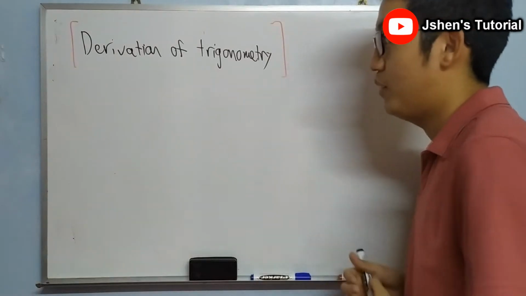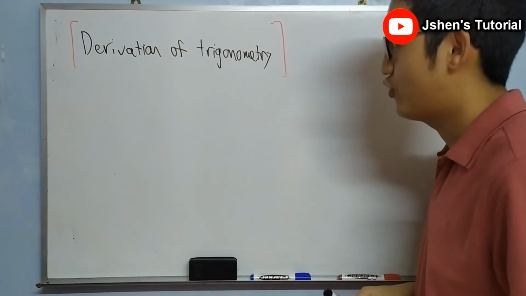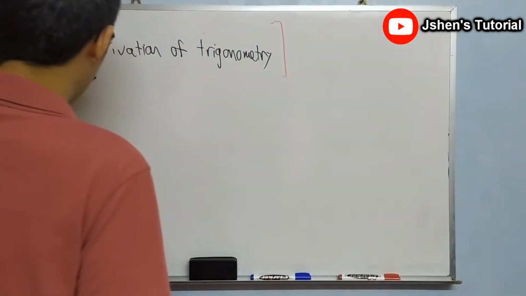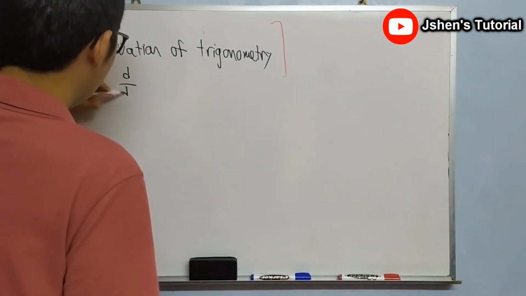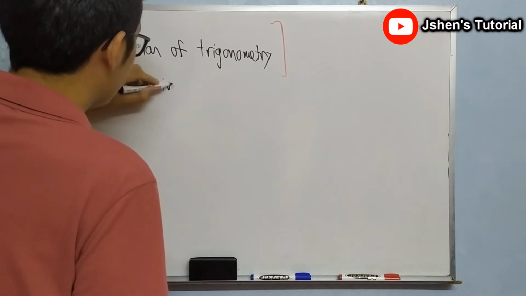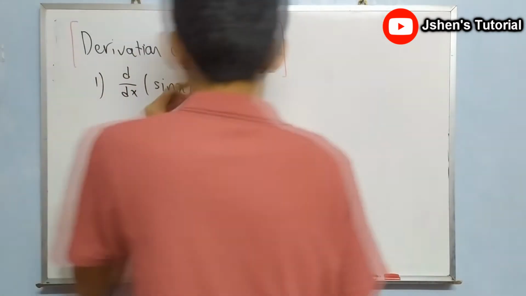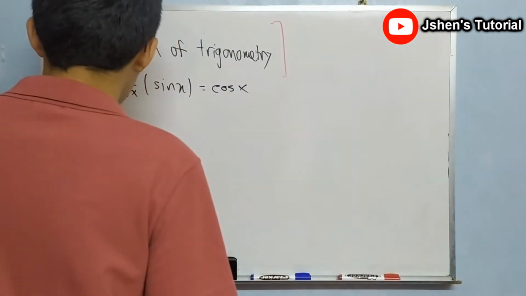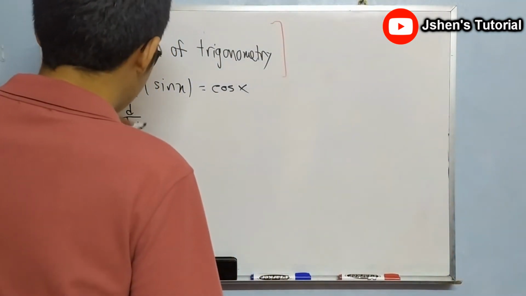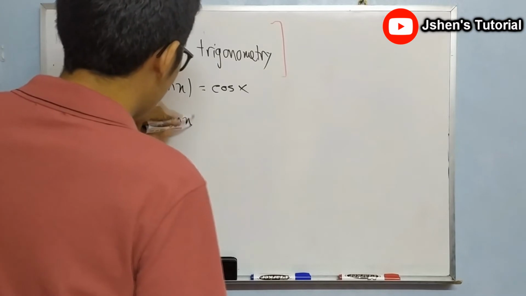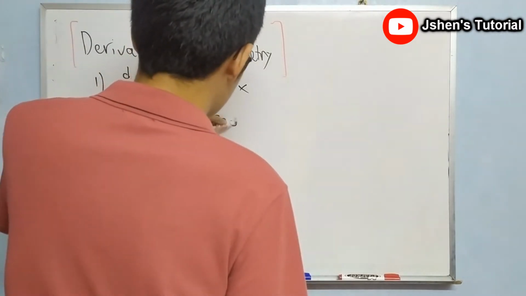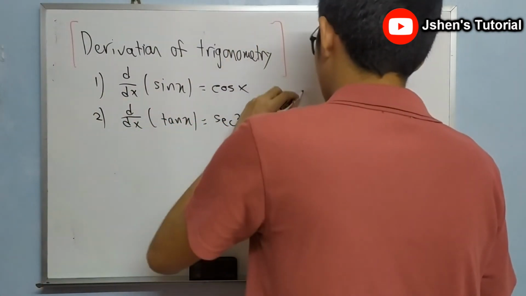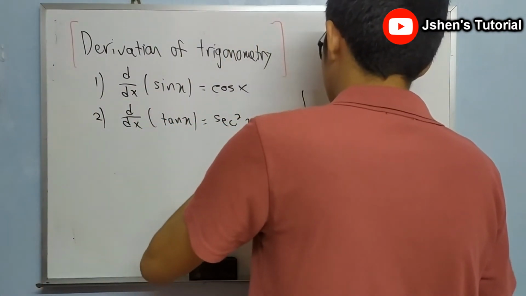Morning. Today we are going to talk about the derivations of trigonometries by using first derivative. From the general formula, we know that d over dx of sin x, we will get cos x. While the first derivative of tangent x, we will get secant square x. Secant square x is also equal to 1 over cos square x.